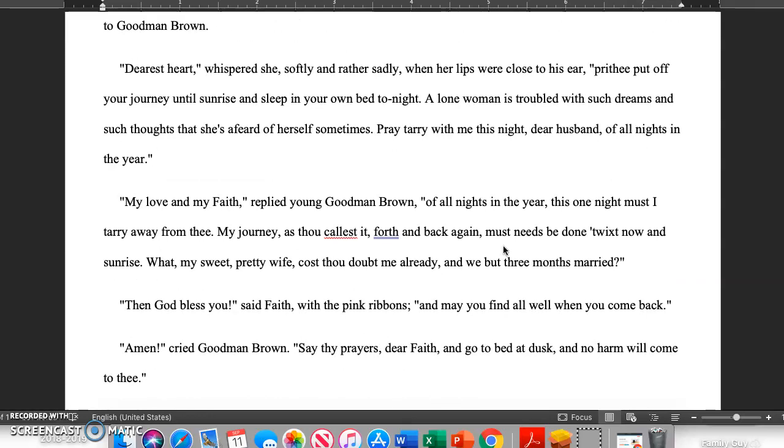And so in the next paragraph, he's saying, "my journey must be done between now and sunrise." So that really makes me wonder, what is this journey that he needs to do that is so important that he has to leave his wife? So that really makes me want to read more. Maybe it goes back to my prediction. Maybe he's got to do something with witches or something like that, where he's got to cleanse people. That could be a prediction as well.